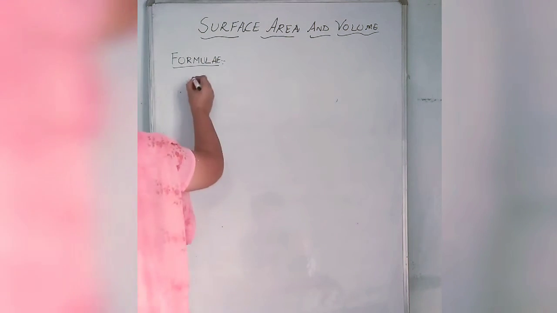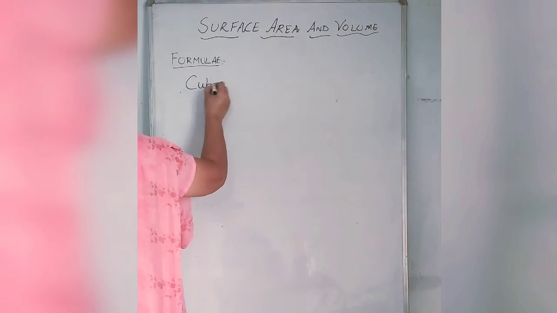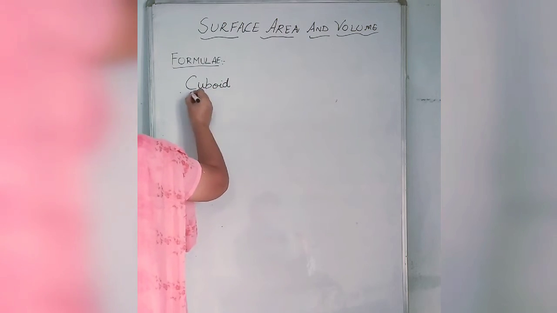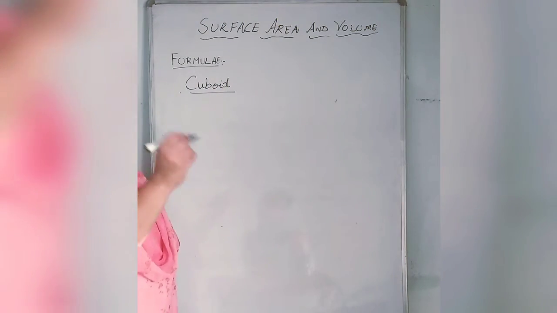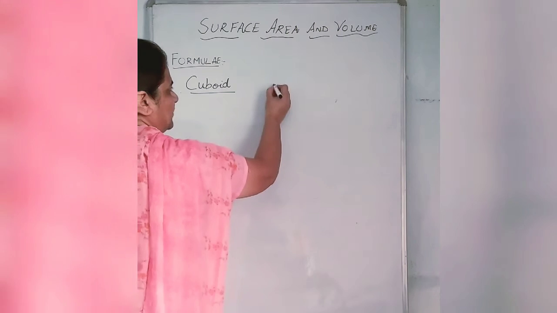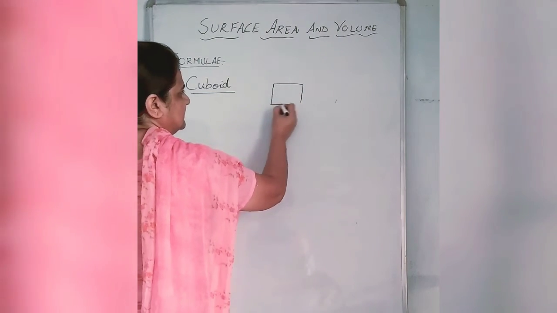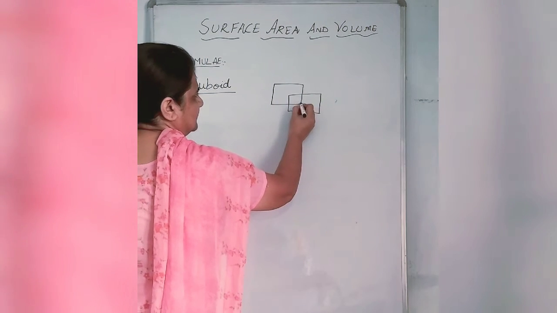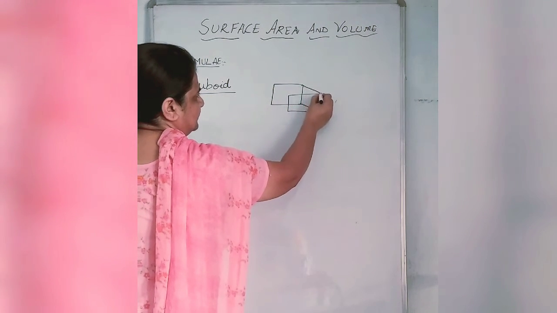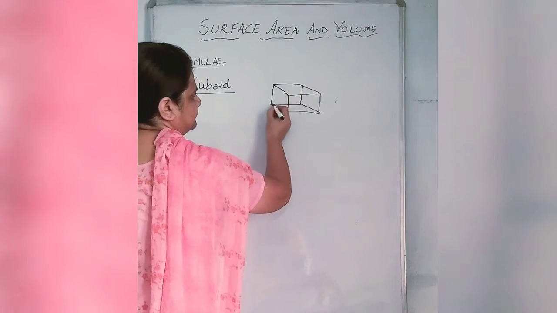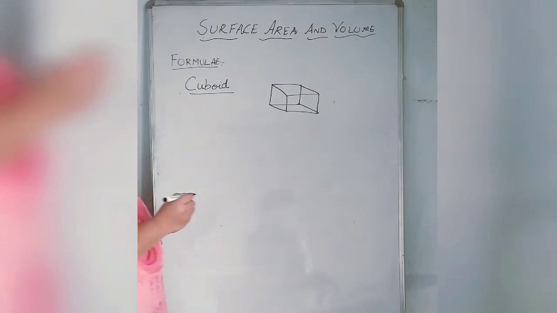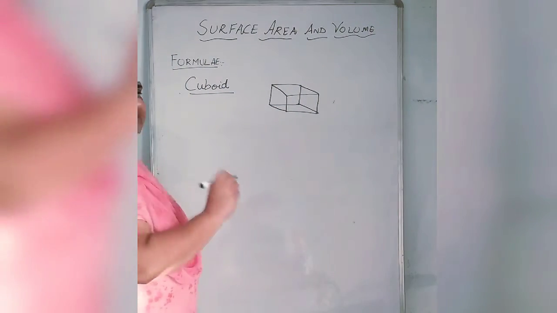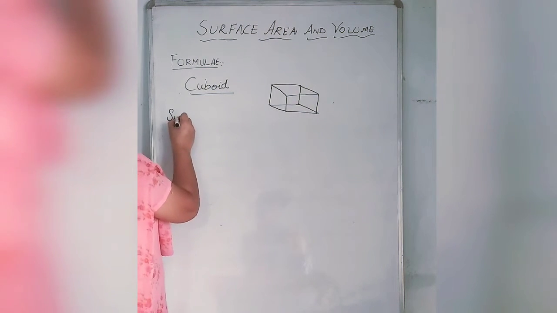The first one is cuboid. As we know, cuboid is a three-dimensional figure which is made up of joining 6 rectangles. So when we join 6 rectangles, we are getting a cuboid. This is a cuboid. Now firstly, I will be telling you the surface area of cuboid.